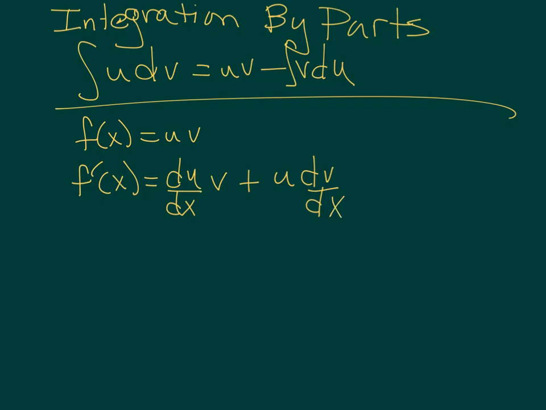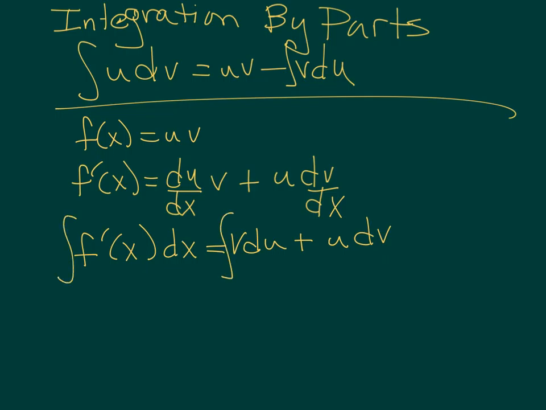All right, so now let's rearrange a little bit. I'm going to move the differential since it's in both. I'm going to multiply both sides by dx. So I really have v du plus u dv. Now I'm going to take the antiderivative of both sides of that.